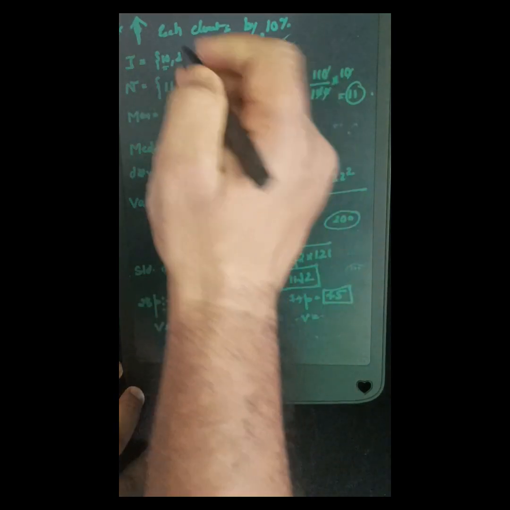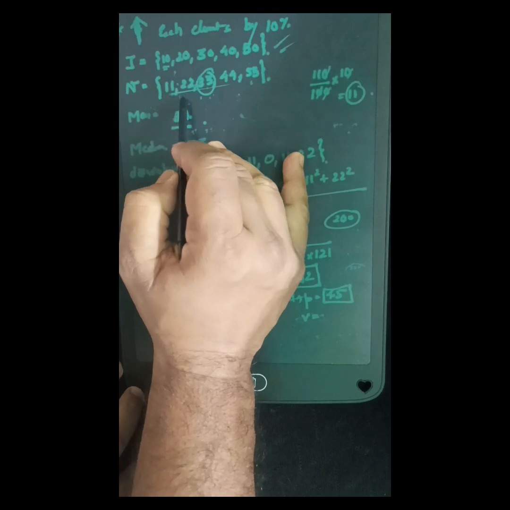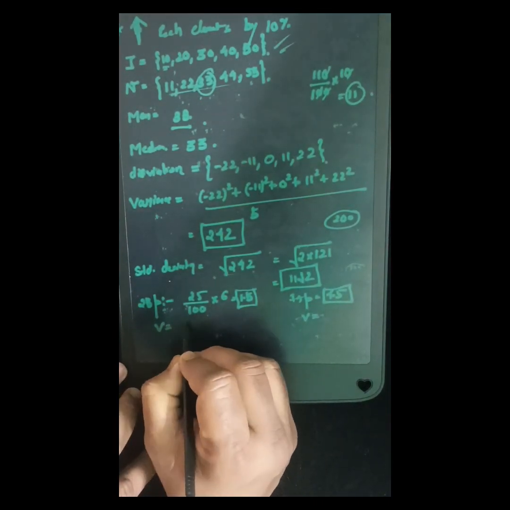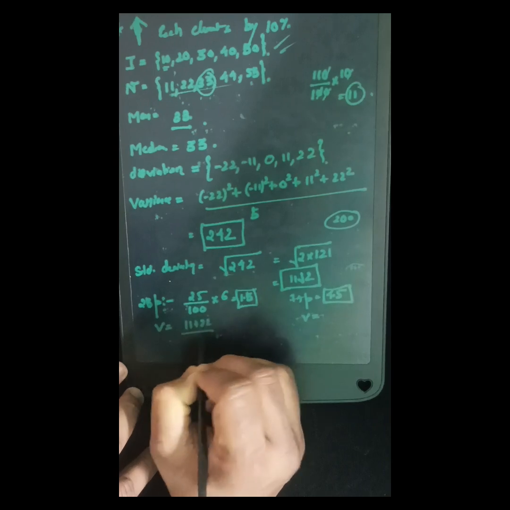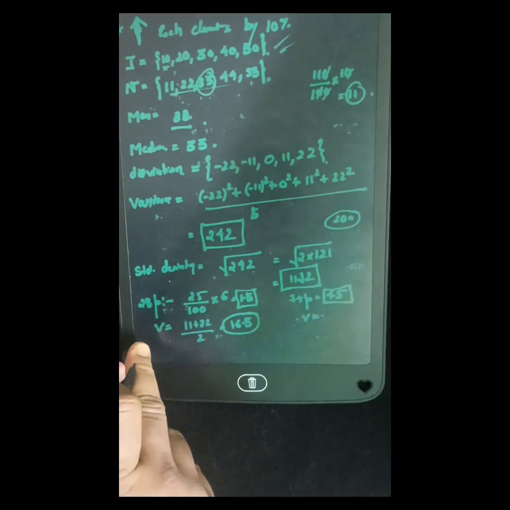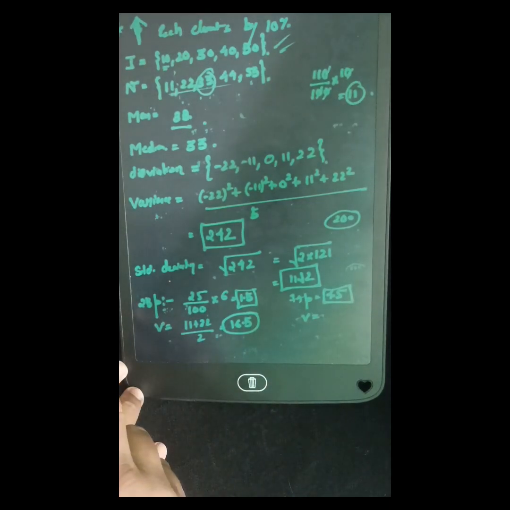So let's check where 1.5 is lying. 1.5 would be here, between 11 and 22. So we'll again be taking the average of these: 11 plus 22 by 2 comes out to be 16.5. So 16.5 is the 25th percentile value. That means 25% of the data within the data set is less than 16.5.